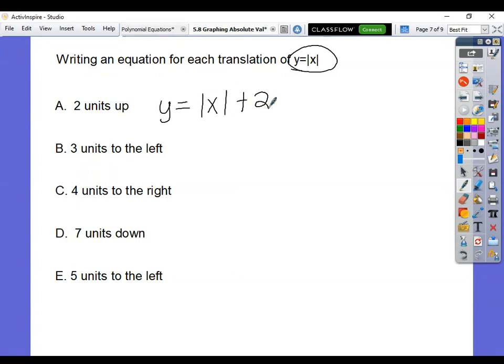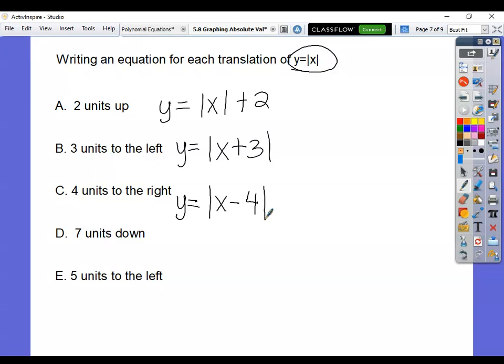If I want to move it 3 units to the left, remember, addition inside the absolute value moves it to the left. So that would be absolute value of x plus 3. If you want to move it to the right, you're going to write absolute value of x. A minus sign would move it to the right 4 units.